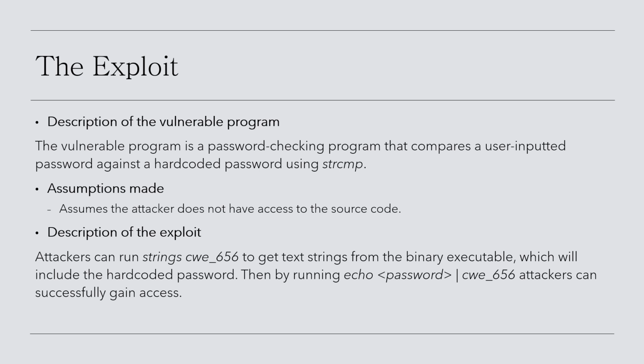The assumption made by the developers is that the attacker would not be able to gain access to the source code or to any of the secrets contained in the binary executable. Attackers can exploit this by running the strings command with the executable as input. They get text strings contained inside. Afterwards, attackers have access to the secret and will be successfully granted access by the program when they use it.